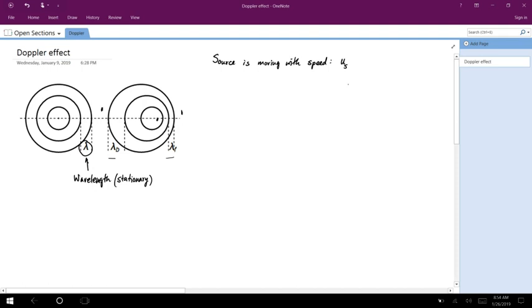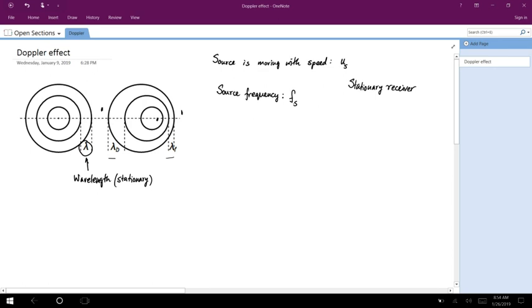And in this particular situation, our receiver will be stationary. The receiver is stationary. We would also need to know the frequency. So source frequency is something we need to know. The source frequency is going to be, let's call it Fs.